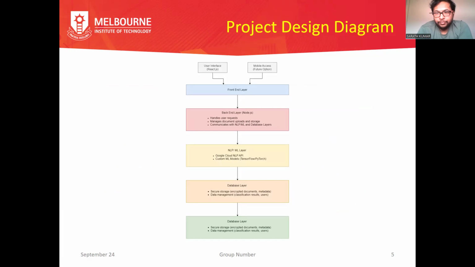Hi, this is Raju. I just want to explain a few points about the project design diagram. Here we can see the user interface and the mobile access. This is only the front end layer, and we're going to explain a few steps about the back end layer, which handles user requests, manages document upload and storage, and communicates with data layers. The other one is the NLP ML layer. I think we know a lot about AWS, Google Cloud, and all of these clouds; we can store the data in those clouds.